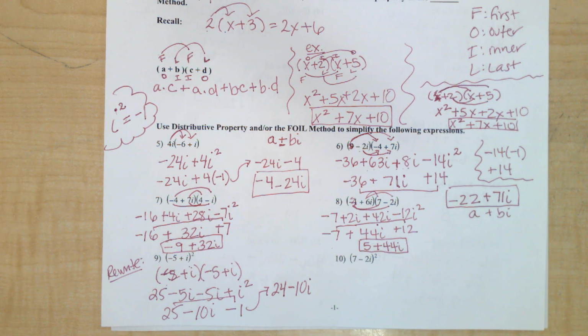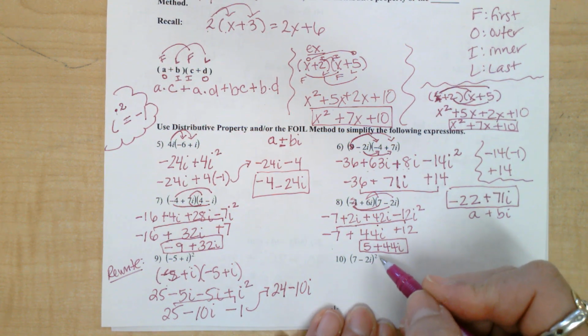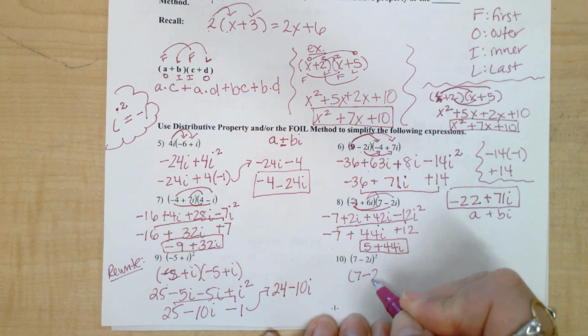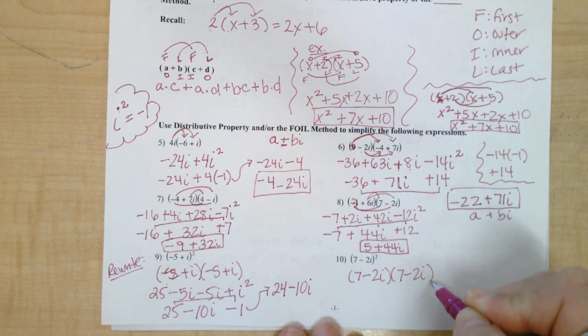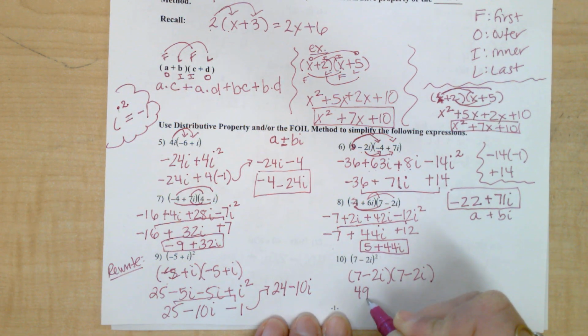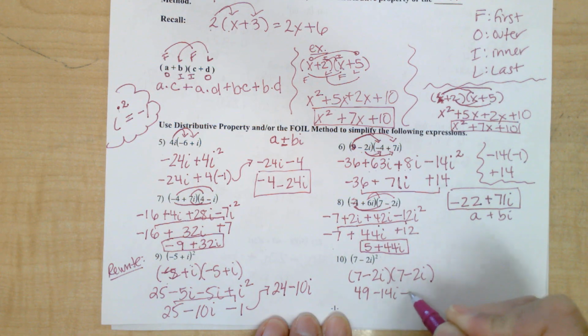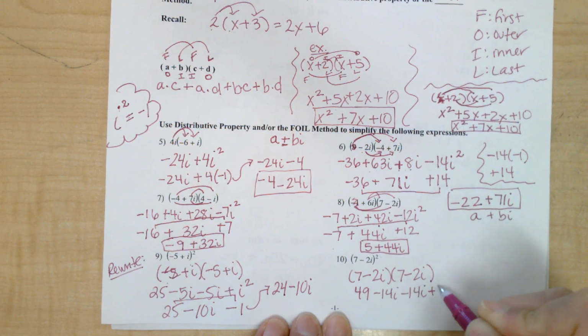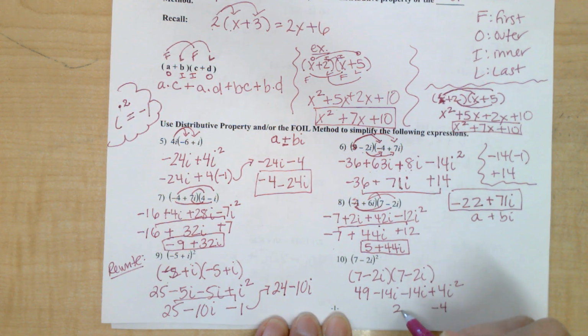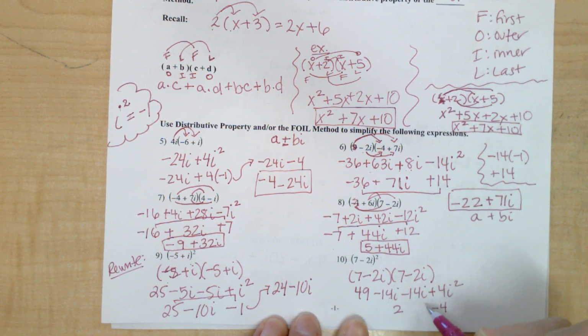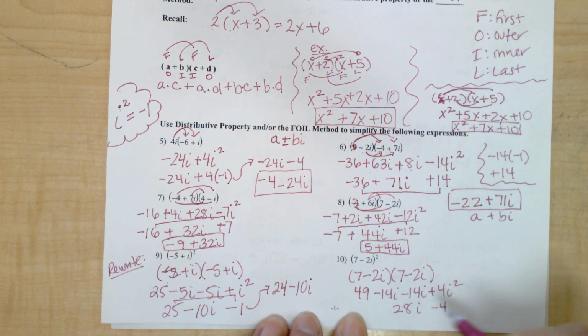Okay, and number 10, we have 7 minus 2i, squared. So we are going to separate that because that means 7 minus 2i times itself, and then we're going to multiply. So we're going to get 49 minus 14i minus 14i plus 4i squared. And then this is going to become minus 4. We're going to combine our minus 14i minus another 14i, so you have minus 28i.